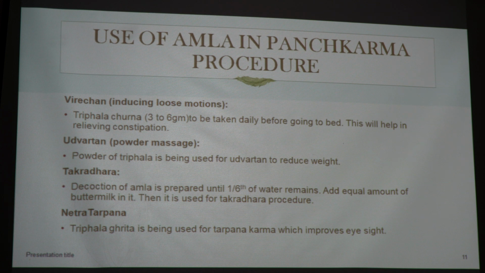The third one is Takradhara. Shirodhara, you guys know about it? Decoction of amla is prepared until 1/6 of the water remains. Here it is specified, we have to reduce the water till 1/6, not 1/4. Then add equal amount of buttermilk in it. Then it is used for the Takradhara process.